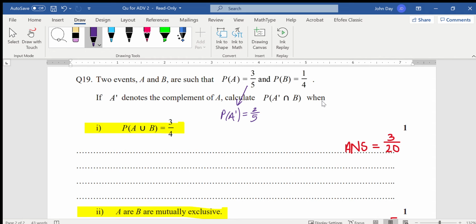All right. Here's a bit of a rule. The probability of A union B equals the probability of A plus the probability of B, but minus the probability of A intersection B.